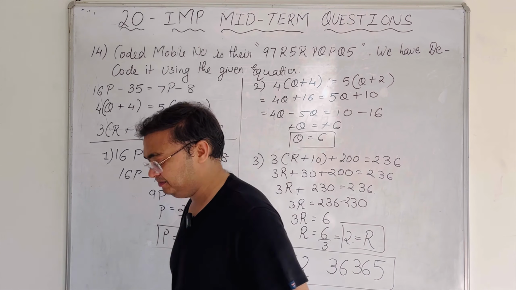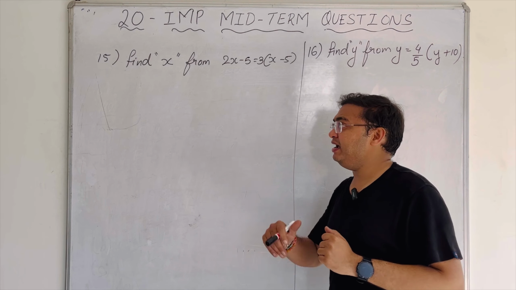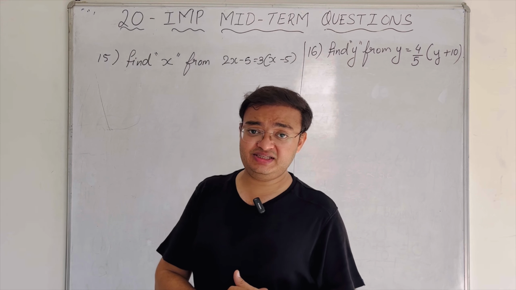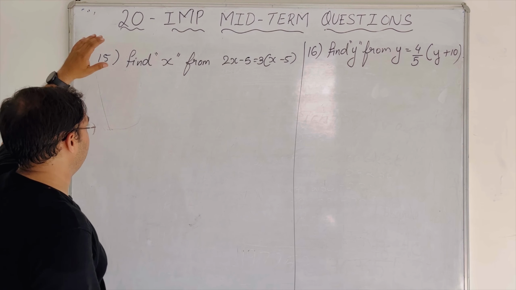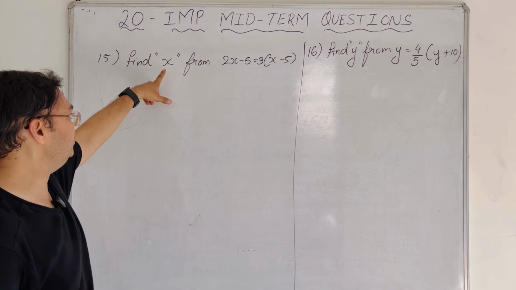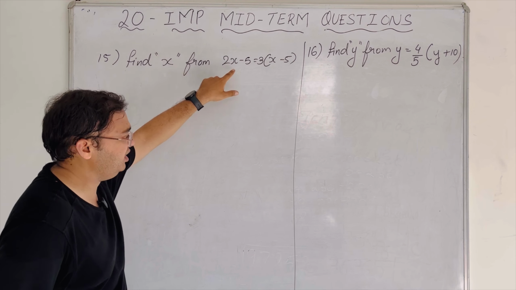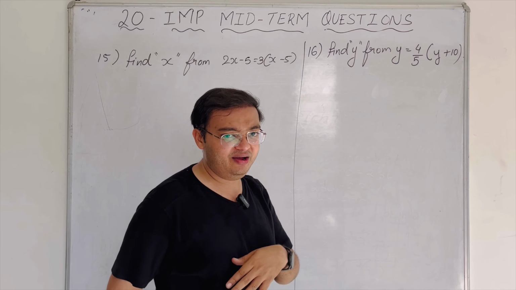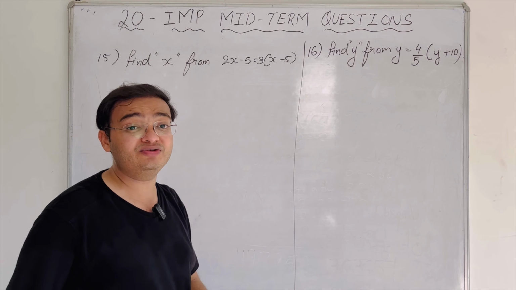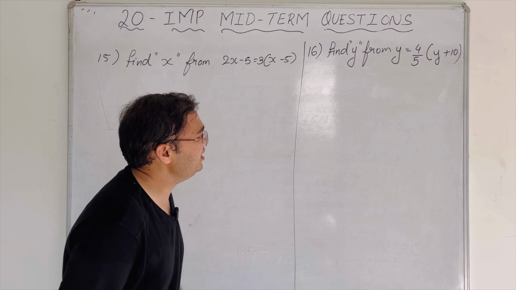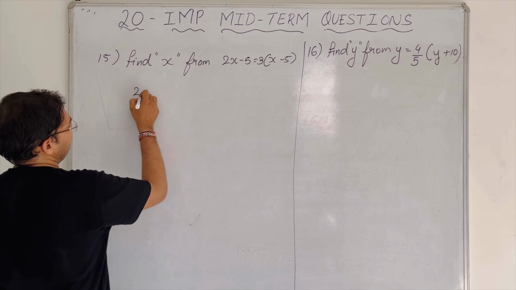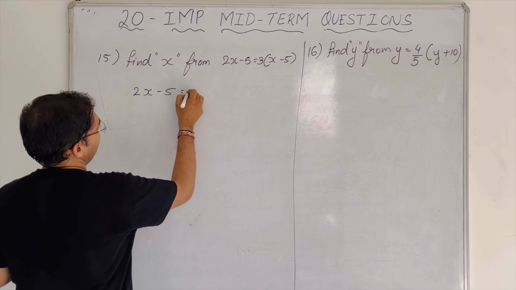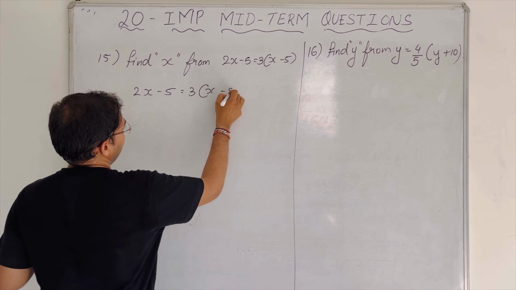Let's move further. So now I am here with two questions based on equations, that is question 15 and question 16. In question 15, we are supposed to find the value of x from the given equation. Same way, in question 16, we are supposed to find the value of y from the given equation. Let's solve it quickly. That is 2x minus 5 equals 3 bracket x minus 5.